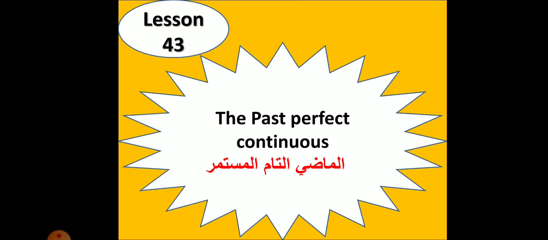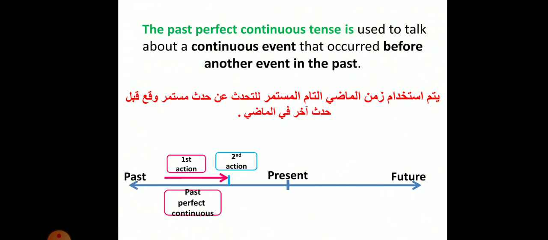Let's get started. The past perfect continuous tense is used to talk about a continuous event that occurred before another event in the past. Okay, it is used to talk about a continuous event or an ongoing event, a process that occurred before another event in the past.